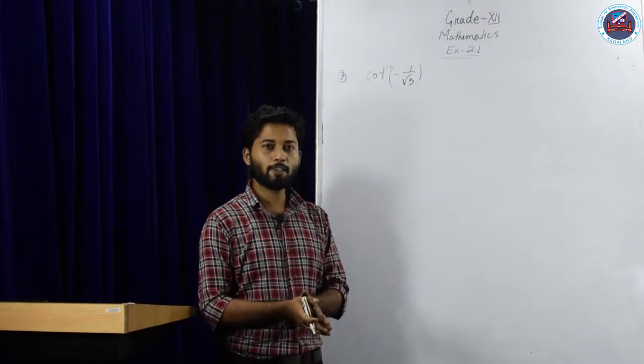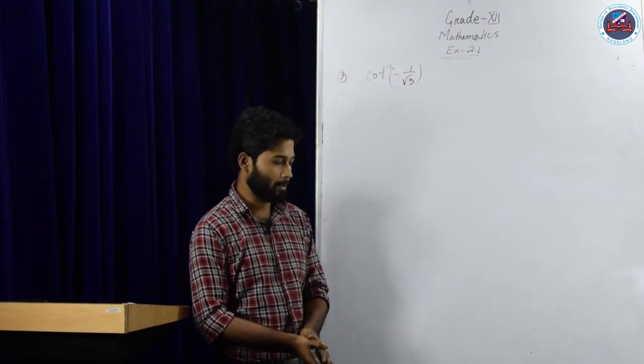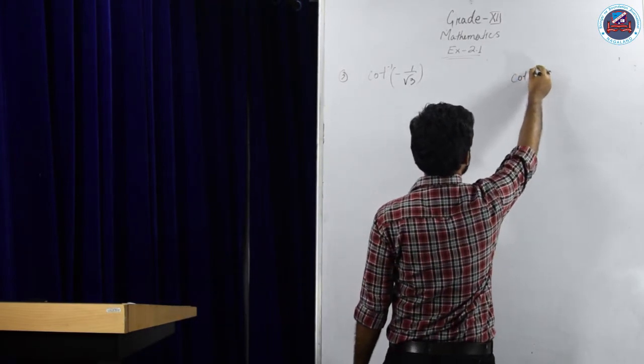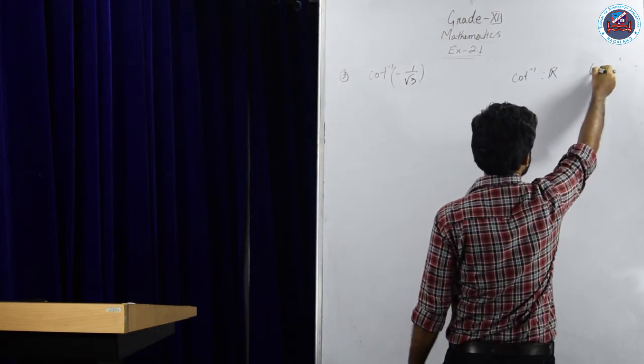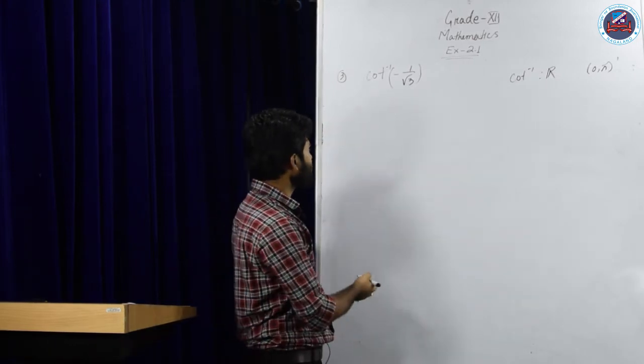Clear? The next problem we have here is cot inverse of minus 1 by root 3. So let us see. Here the function cot inverse is defined on the set of real numbers, and the principal value branch is the open interval 0 to pi.